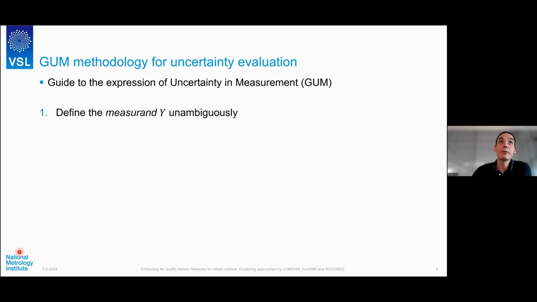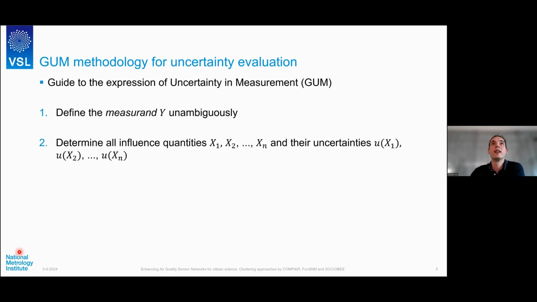Now, the first step is to define the measurement Y unambiguously, and that can seem trivial, but it's not actually always. For example, if you want to measure the length of a steel rod, it's not just about the length. You also have to specify which temperature, because it can expand at a higher temperature, and then there's an ambiguity in what you mean with the length of it.